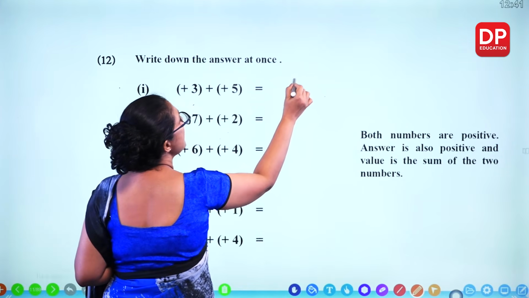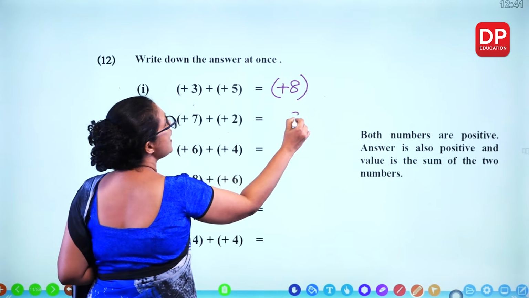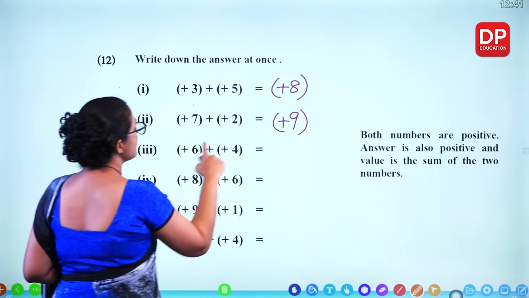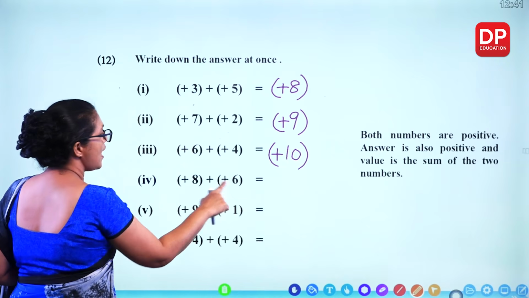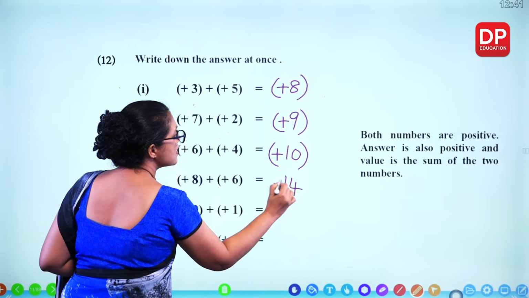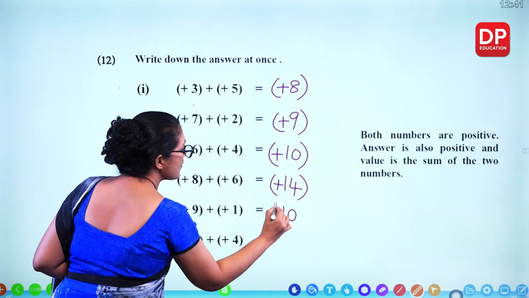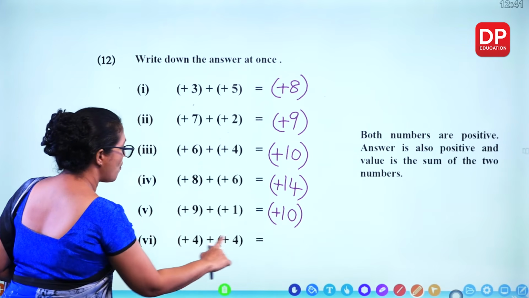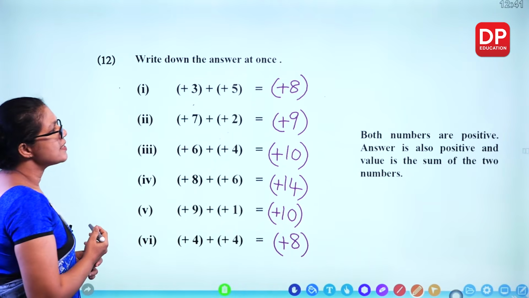5 plus 3, 8, sign is positive. 7 plus 2, 9, sign is positive. 6 plus 4, 10, sign is positive. 8 plus 6, 14, sign is positive. 9 plus 1, 10, sign is positive. And 4 plus 4, 8, sign is positive.